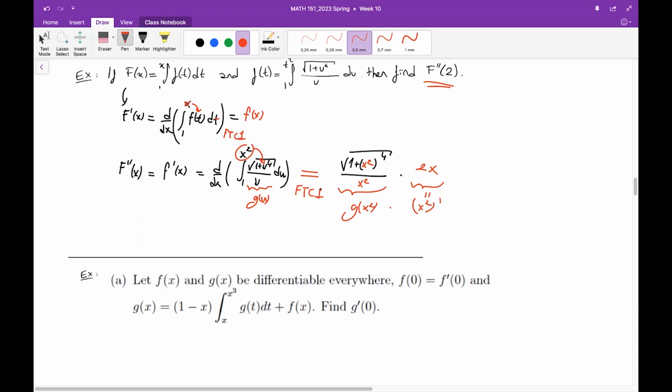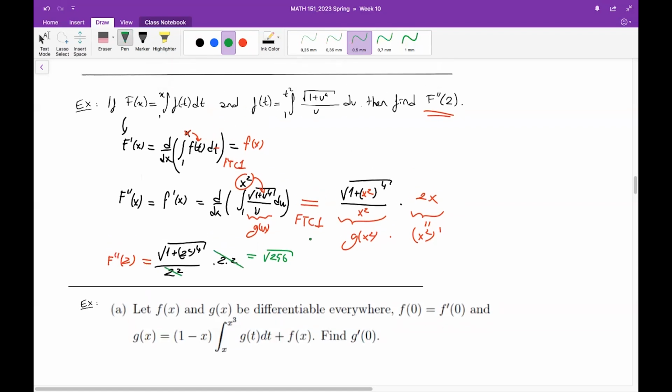Okay? And let's find out what this second derivative function is evaluated at 2. I will just insert 2 for x for the result, okay? So it is the square root of 1 plus 2 squared to the power 4 divided by 2 squared times 2 times 2. After simplifying here and here, I guess we will obtain square root of 256. Okay, this is another application of fundamental theorem of calculus part 1.